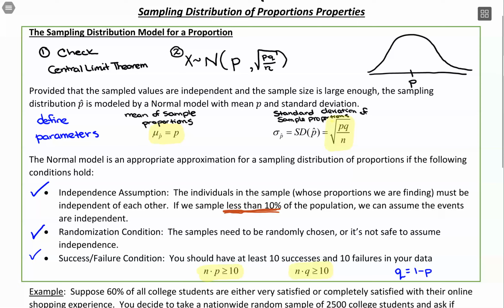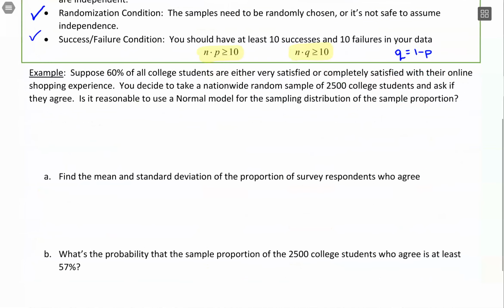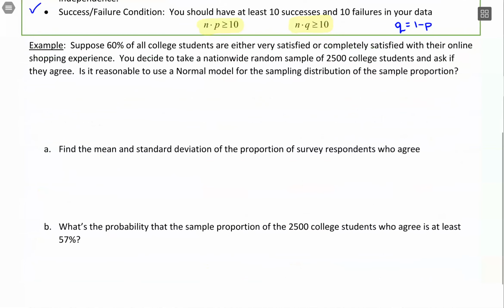So with those two pieces, we'd have this distribution of samples so that if I need to find any information about a single sample that we take of sample size n, then we can talk about probability, or we could start doing percentiles. We use any of those tools that we did for the normal distribution. So let's see how this works in an example. Suppose 60% of all college students are either very satisfied or completely satisfied with their online shopping experience.